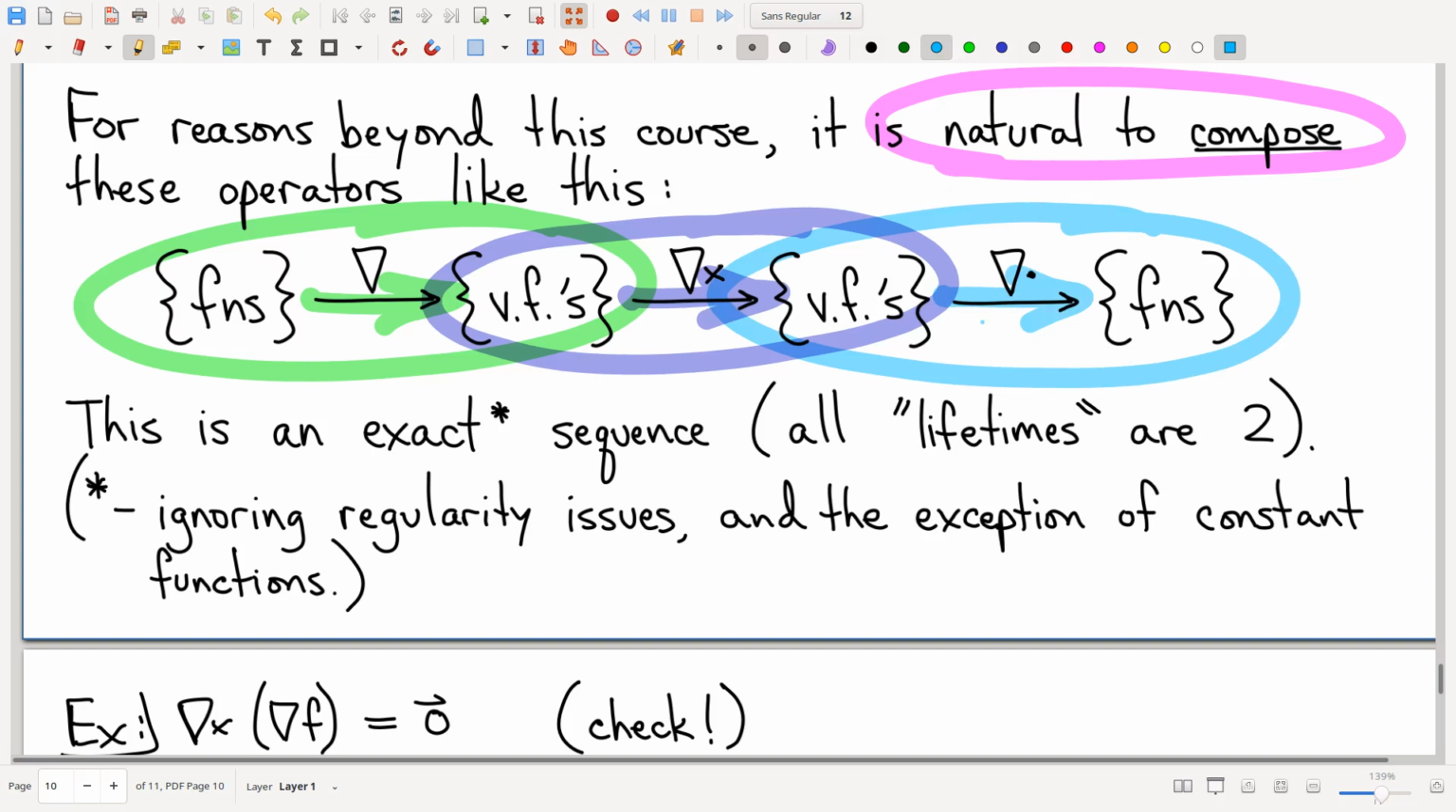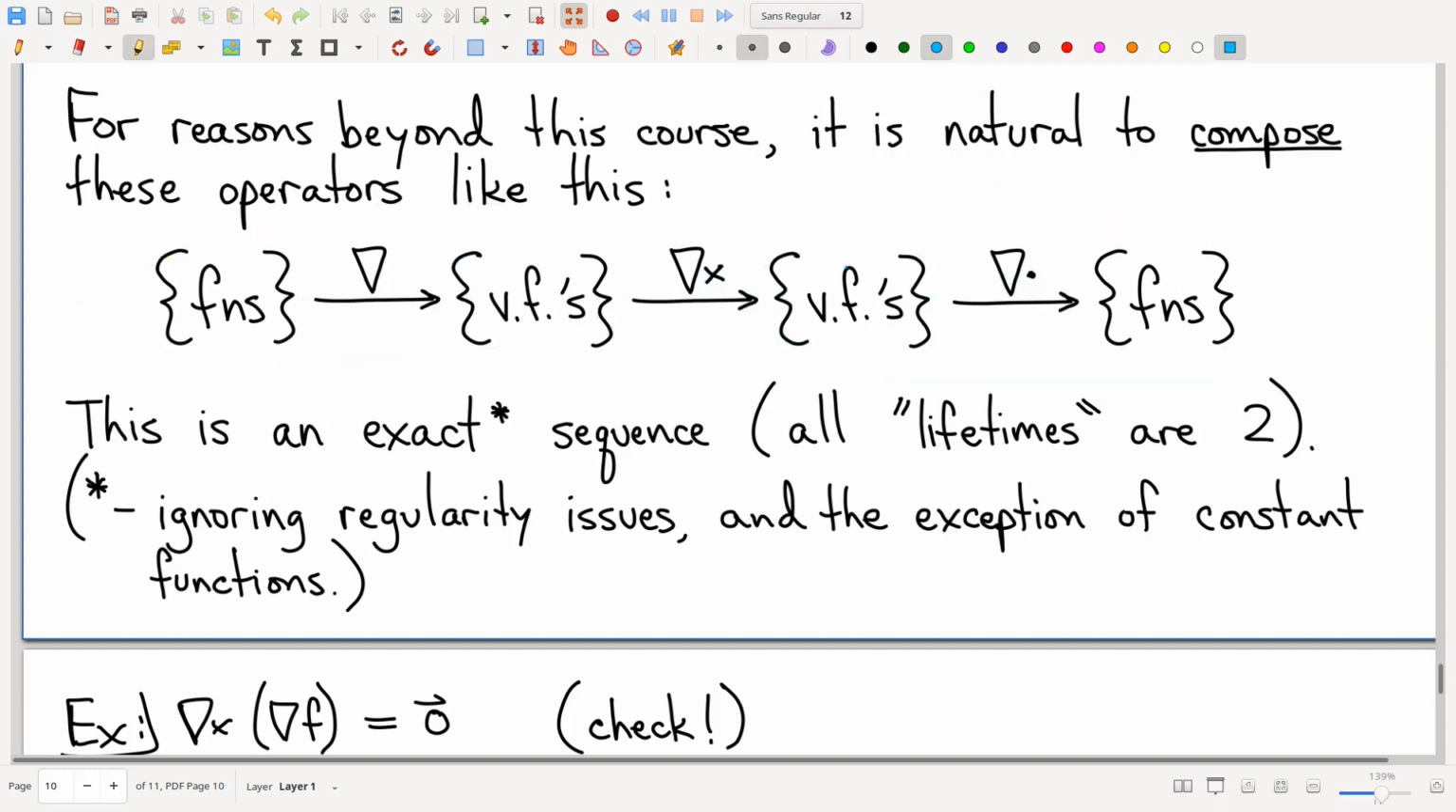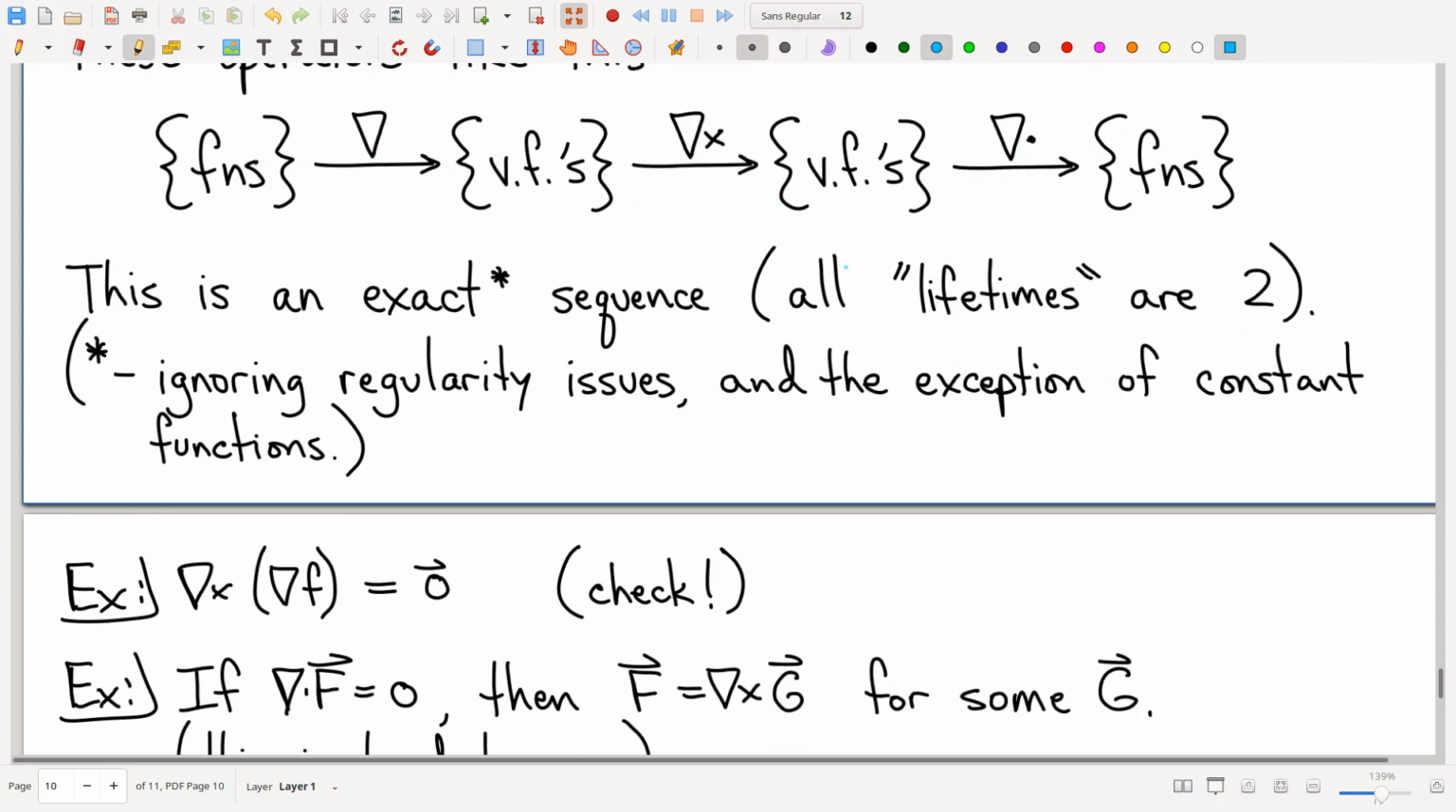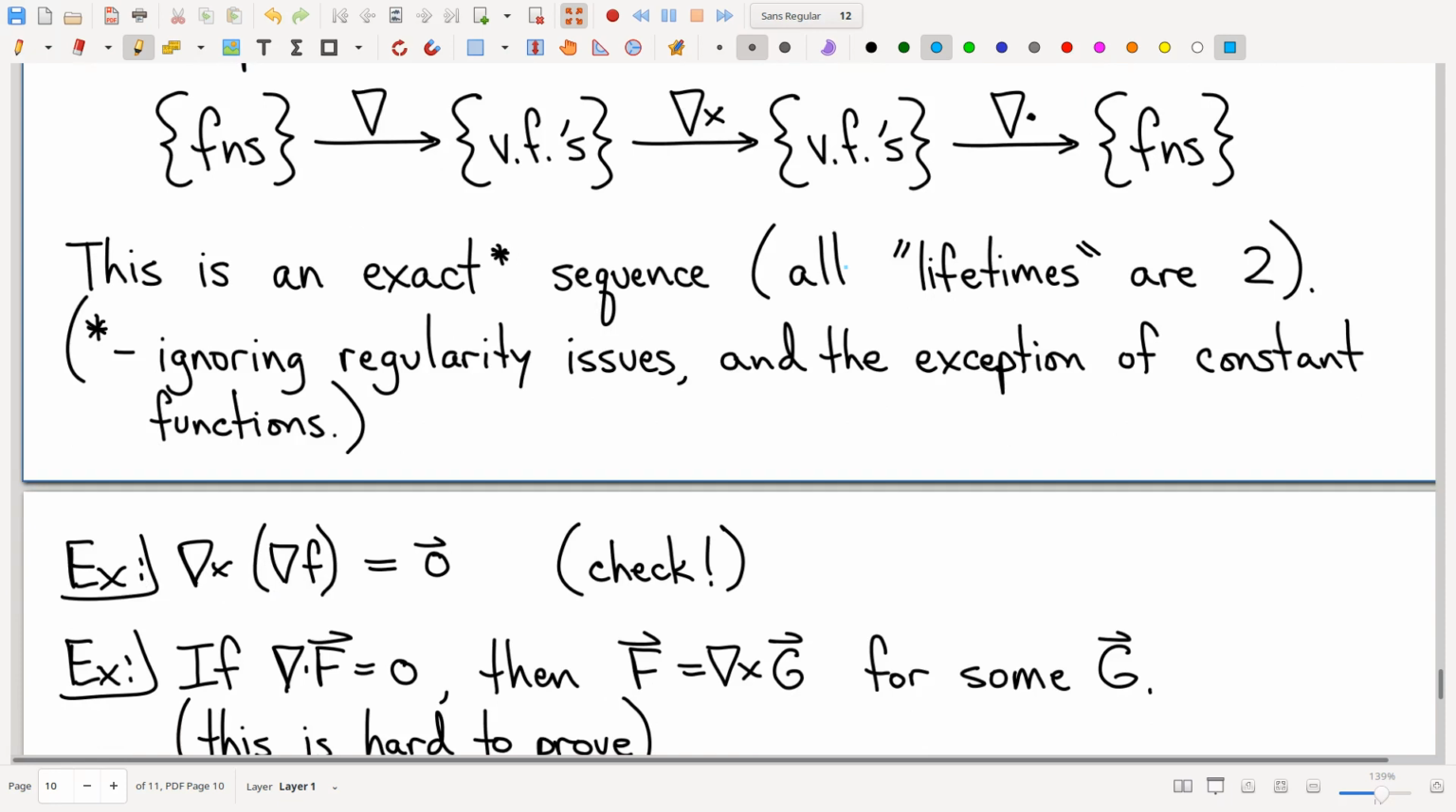And if you compose them in this order, just fitting the Legos together because they fit, amazing things follow. And I'm just going to show you a couple of these amazing things. There's much more than what I'm about to show you here. I'll show you more than this when we get to chapters 6 and 7. For the moment, just a little bit of a taste. Amazingly, when you compose these operators like this, everything has a lifetime of 2.